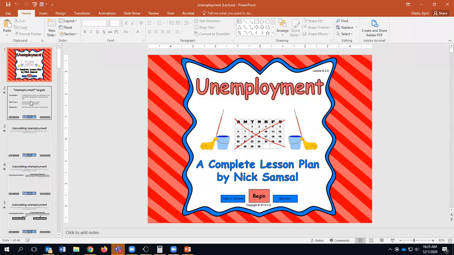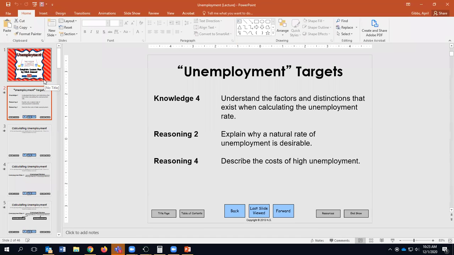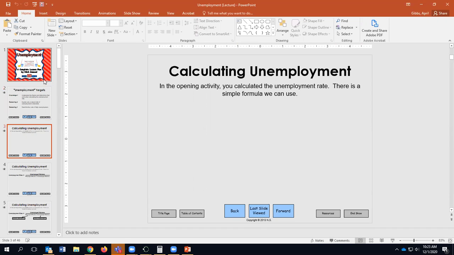All right. So at the end of this, you're going to be able to understand the factors and distinctions that exist when calculating the unemployment rates. You're going to be able to explain why a natural rate of unemployment is actually desirable, and you're going to be able to describe the cost of high unemployment.